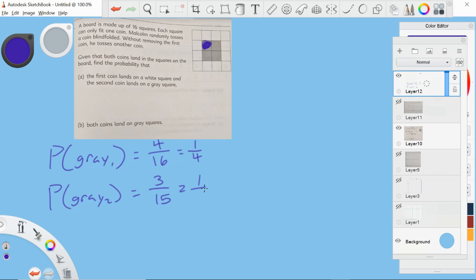And that's 1/5. So the probability of landing on a gray square twice, you multiply these together, and you get 1 in 20. And that answers that question.